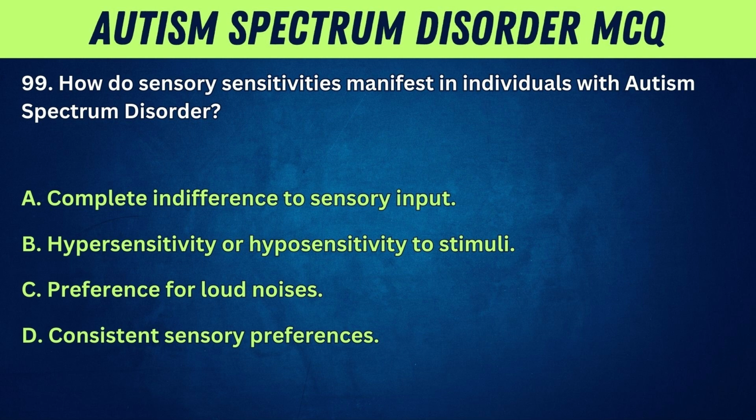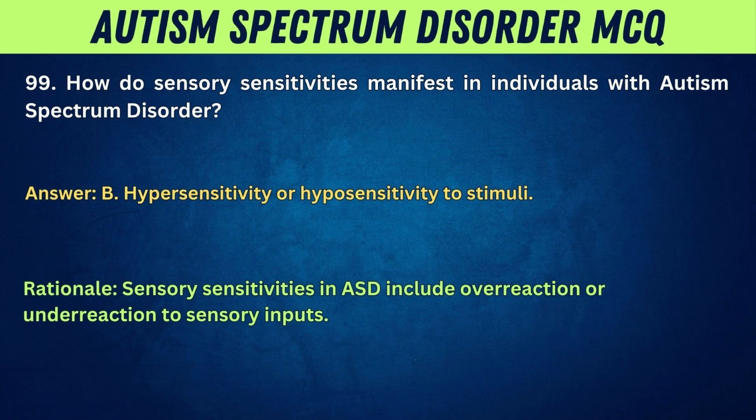99. How do sensory sensitivities manifest in individuals with autism spectrum disorder? A. It's complete indifference to sensory input. B. Hypersensitivity or hyposensitivity to stimuli. C. Preference for loud noises. D. Consistent sensory preferences. Answer: B. Hypersensitivity or hyposensitivity to stimuli. Rationale: sensory sensitivities in ASD include overreaction or underreaction to sensory inputs.